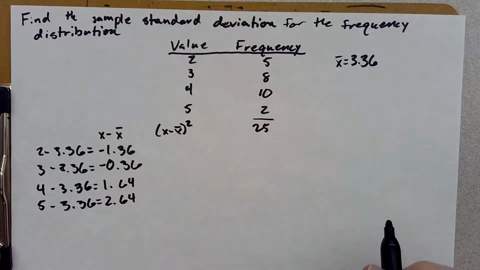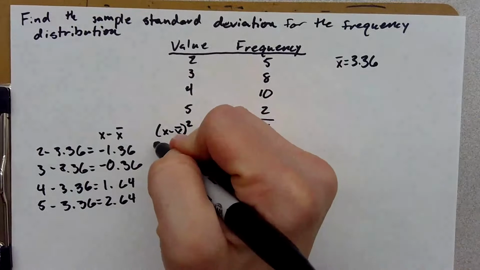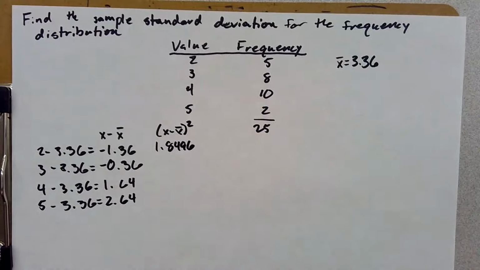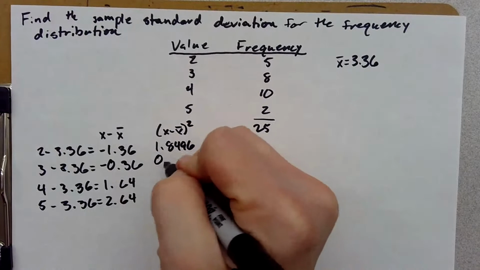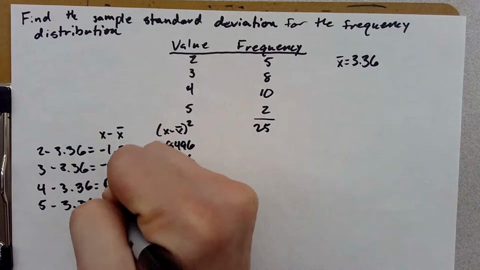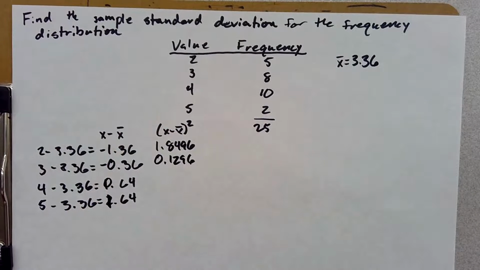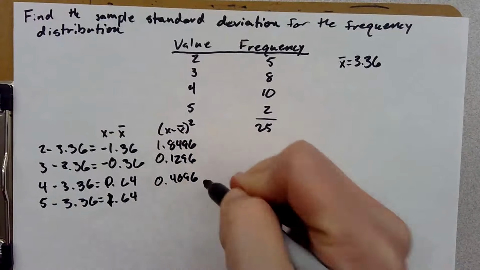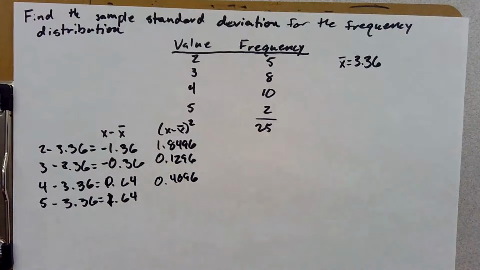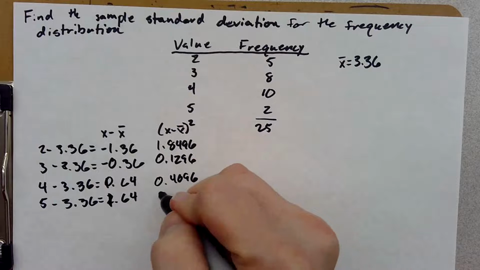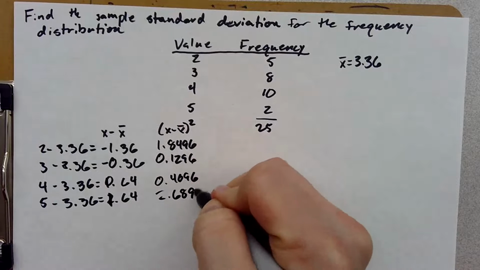Now we'll square them. Okay, and that's going to give us 1.8496, 0.1296, this should be 0.64 and 1.64 there, 0.4096, and 2.6896. There we go.